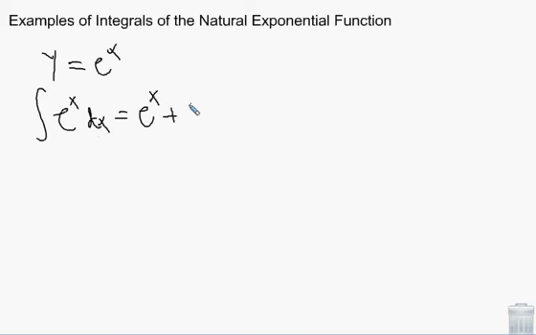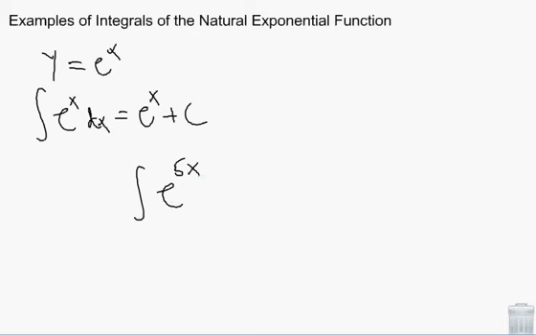All right, we're going to do a couple examples of integrals of the natural exponential function. The natural exponential function is, of course, e to the x. And we know the derivative of e to the x is e to the x, so it follows that the integral of e to the x dx is e to the x plus c, of course. So the way this plays out when you have an integral is you might have something like e to the 5x or something like that.